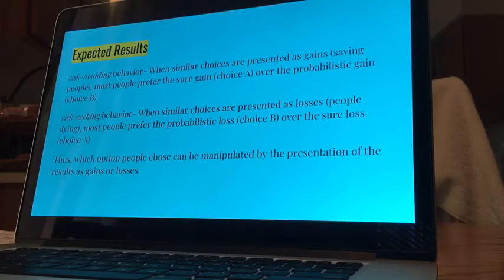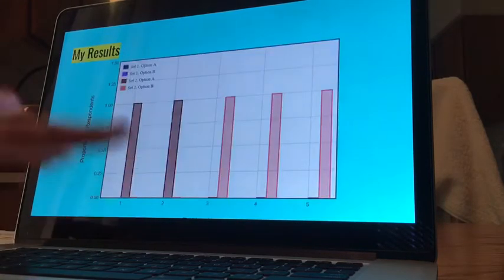Risk-seeking behavior. When similar choices are presented as losses, people dying, most people prefer the probabilistic loss, choice B, over the sure loss, choice A. Thus, which option people choose can be manipulated by the presentation of results as gains or losses.